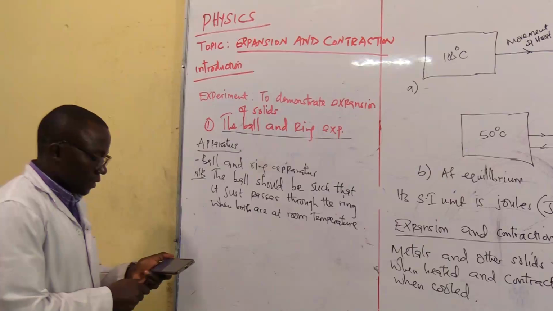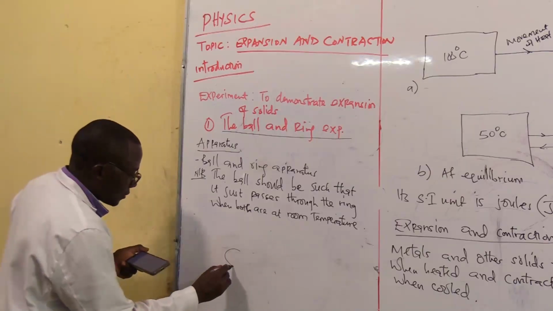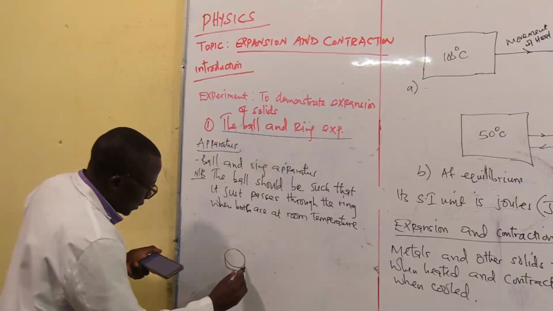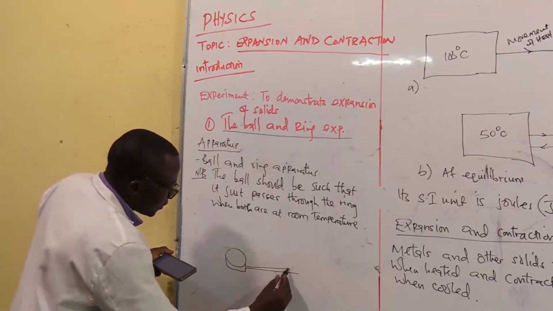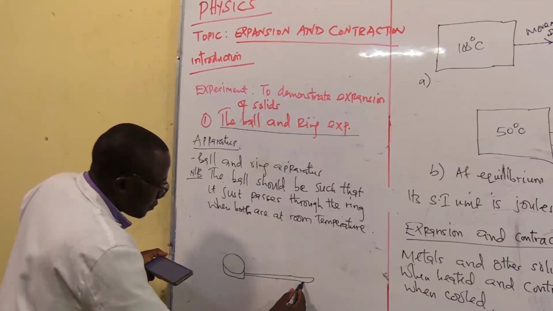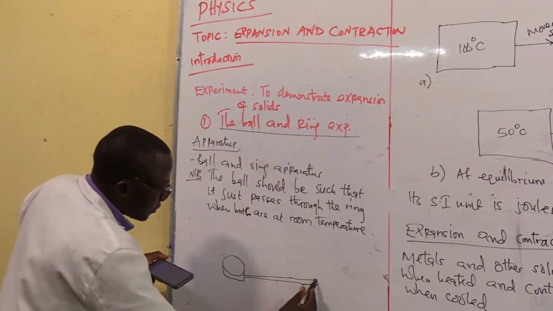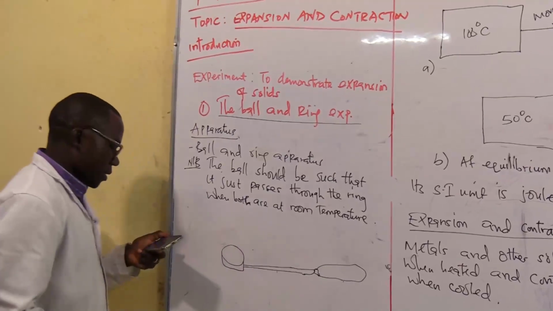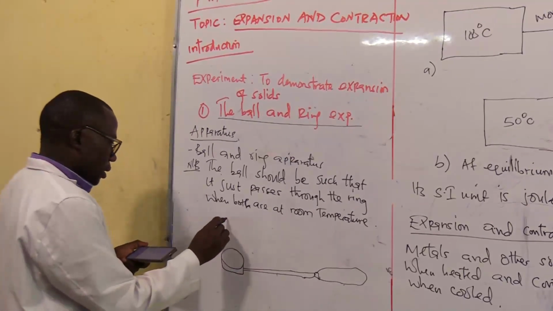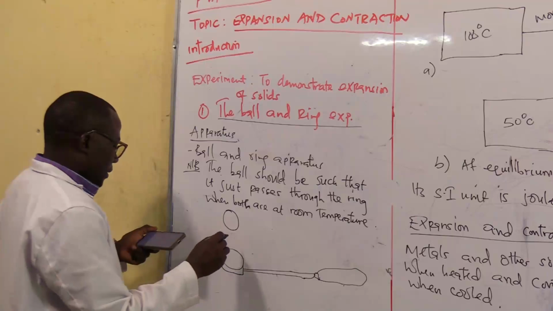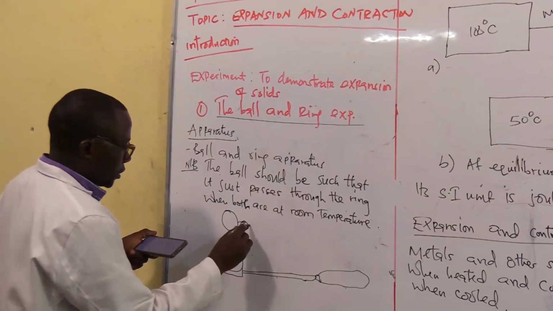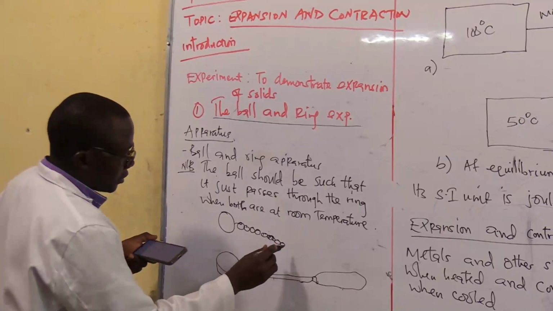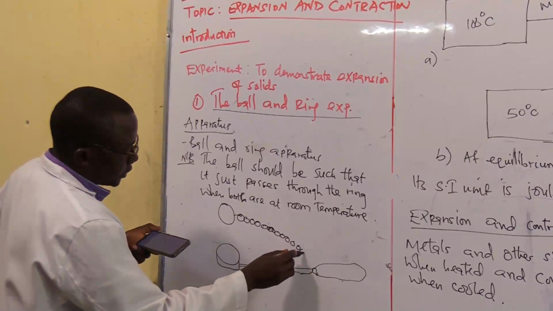So this is the setup, the ring. We have the ring here, and the ring normally has a handle. So that is the handle. Then we have the ball here, and this ball is connected with a chain.